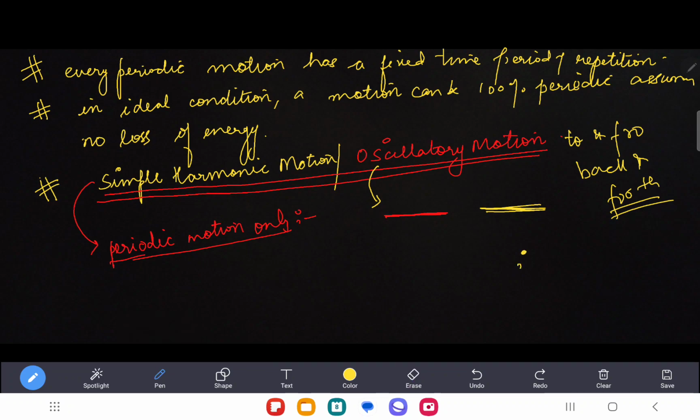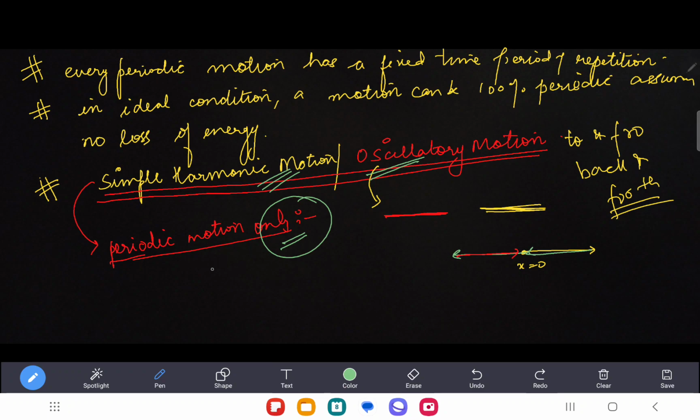In simple harmonic motion, the motion is along a straight line. This is the mean position, let's suppose x equals 0. I move forward along the same line, I come back, then I go back, then I come back. This is straight line motion, and on the straight line only I'm doing back and forth, up and down. This is called oscillatory motion or simple harmonic motion. That is the point. Are you understanding the point?